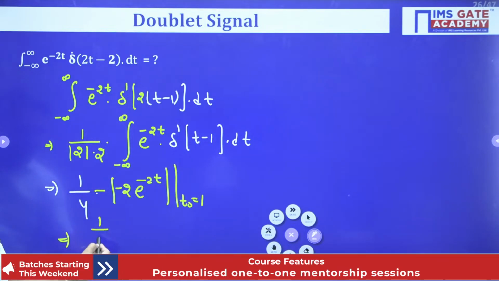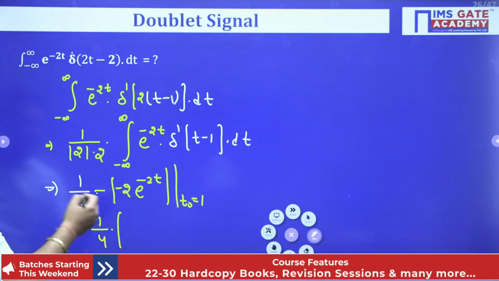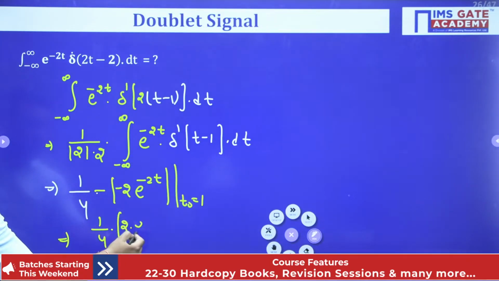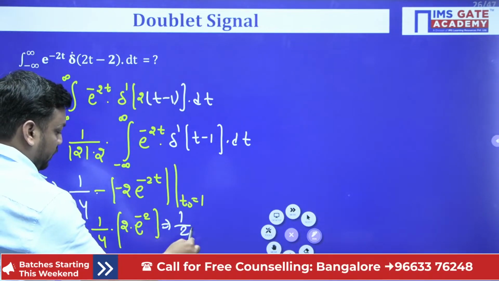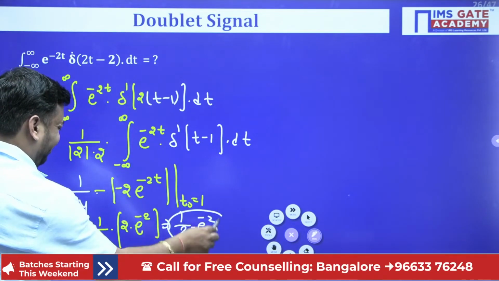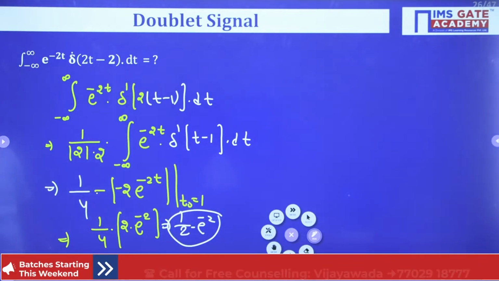So the answer will be 1 by 4 multiplied with, when you put t naught 1, it will be minus minus plus 2 e to the power minus 2. So the answer will be half, the 2 cancels. So 1 by 2 into e to the power minus 2. This is 1 by 2 into e to the power minus 2.